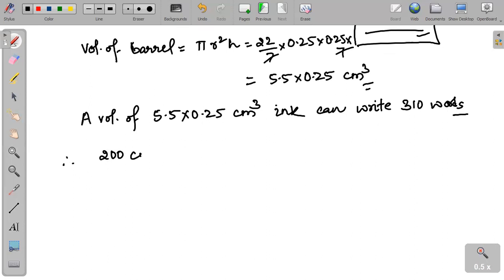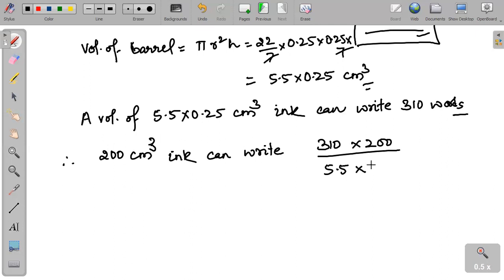Therefore, 200 centimeter cube ink can write 310 into 200 divided by 5.5 into 0.25. This is going to give me, cancel these two, it is going to be 800.